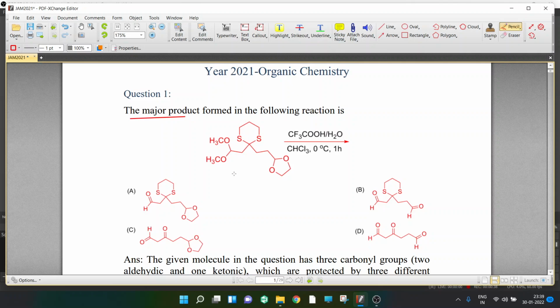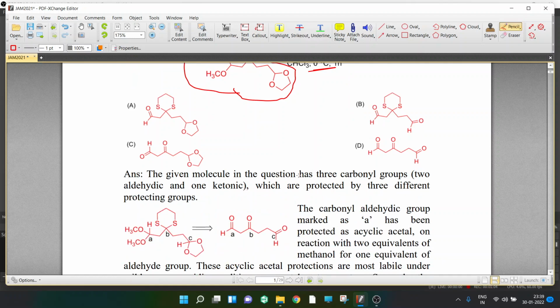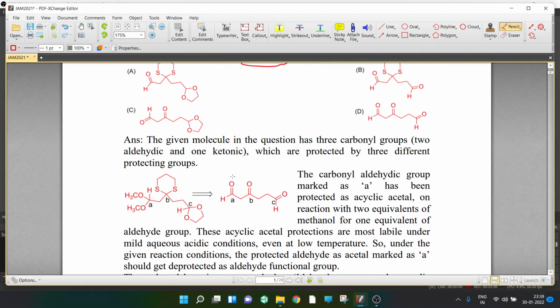So what we are seeing is there is a molecule which looks quite bulky, and what we are adding is CF3COOH, trifluoroacetic acid. It's not a very weak acid, but it's still a weak acid. It's stronger than acetic acid, and the important thing is you are hydrolyzing in the presence of organic acid in water, and the temperature is 0 degrees Celsius. That means very mild reaction conditions. If you look at this molecule, it basically has 3 carbonyl groups: one aldehyde, one ketone and one more aldehyde.